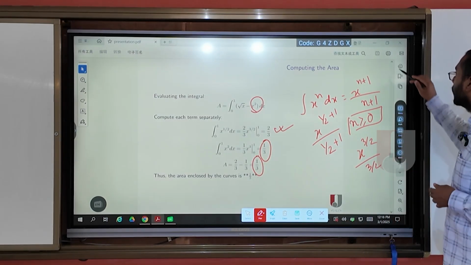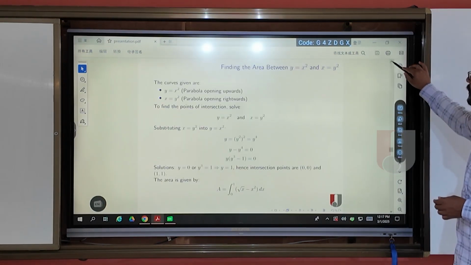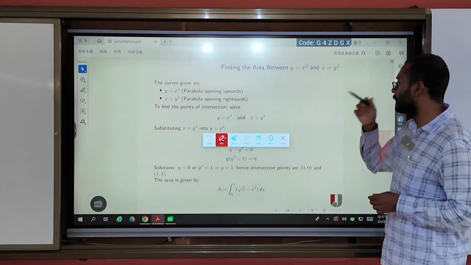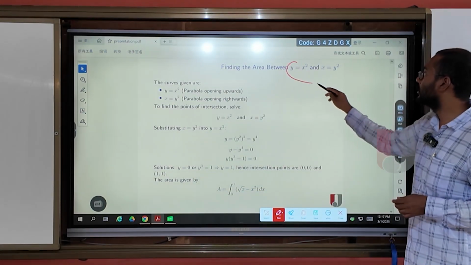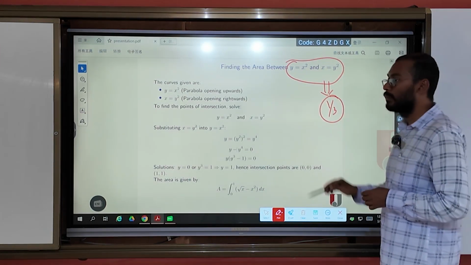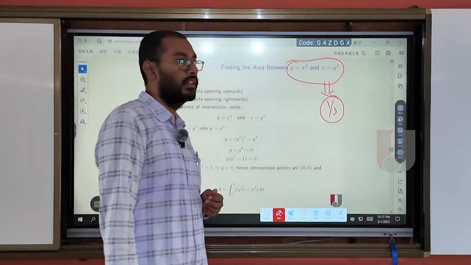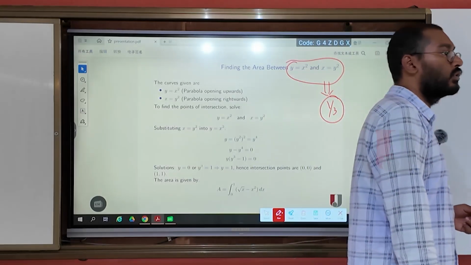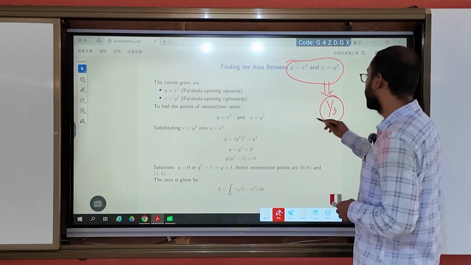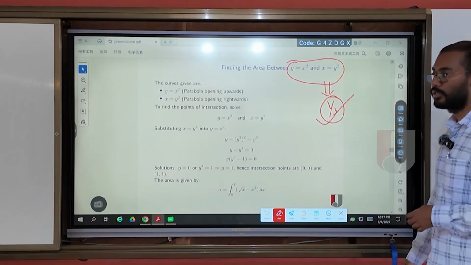So this is a very important result: what is the area between the two curves. The area between y equal to x square and x equal to y square is 1/3. You have to remember the result, because in some competitive exams this question comes directly: find out the area enclosed by the curves x equal to y square and y equal to x square. At that time you cannot solve everything, you have to write down directly that the answer is 1/3.